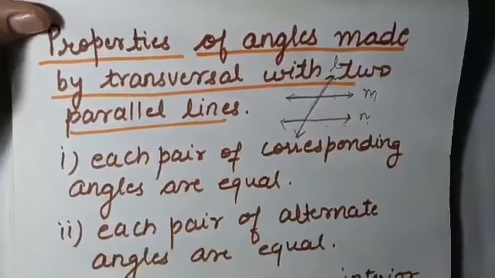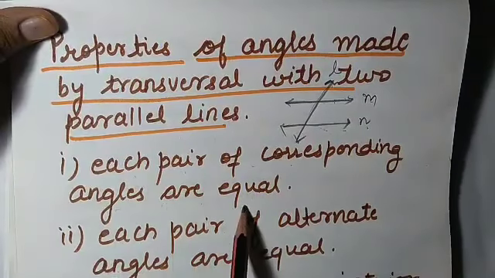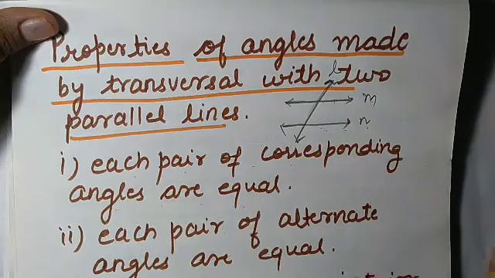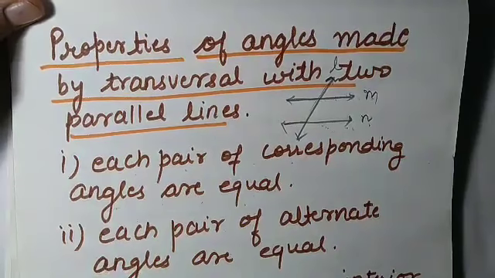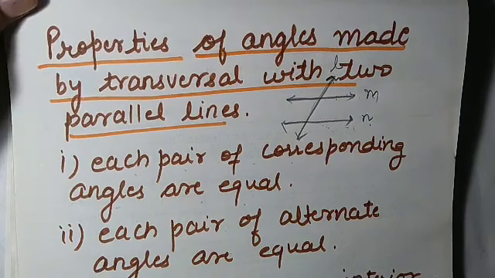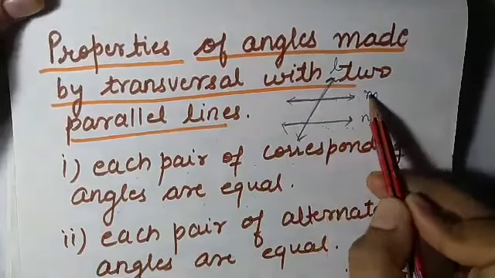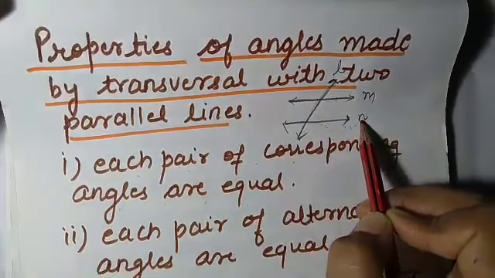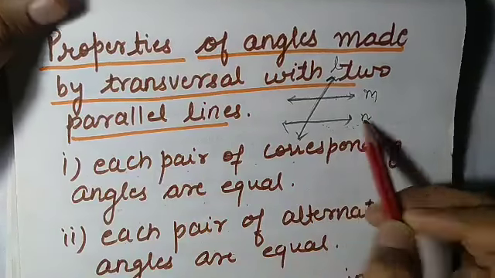Now what are the properties? Each pair of corresponding angles are equal if the lines are parallel. If the lines are parallel, then corresponding angles are always equal. This you will use while finding the angles. This property you will use in the questions, that if the lines are parallel, then corresponding angles are equal. And I told you where the corresponding angles are.